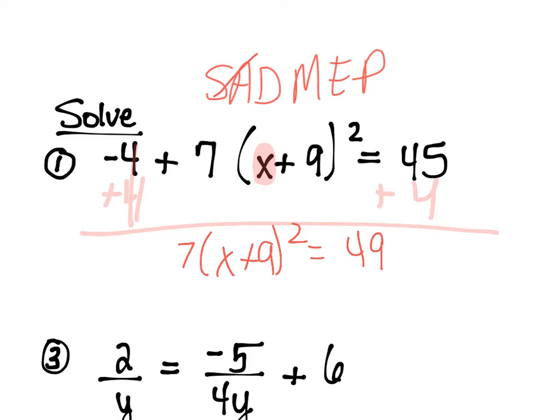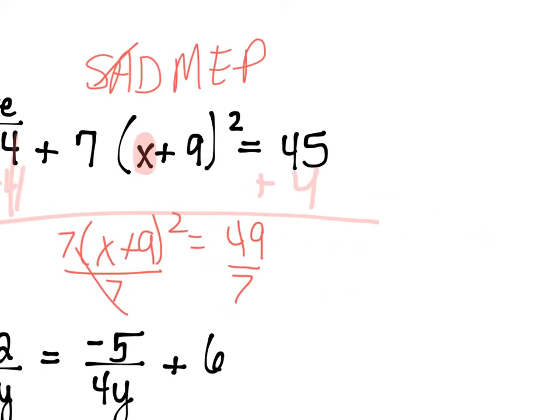So now we got rid of our subtraction and addition. What do I get rid of? Division and multiplication. Is there anything being multiplied? The 7. So if I multiply by 7, what's the opposite? Okay, let's divide both sides by 7. So we get (x plus 9) squared equals, what's 49 divided by 7? 7, good.